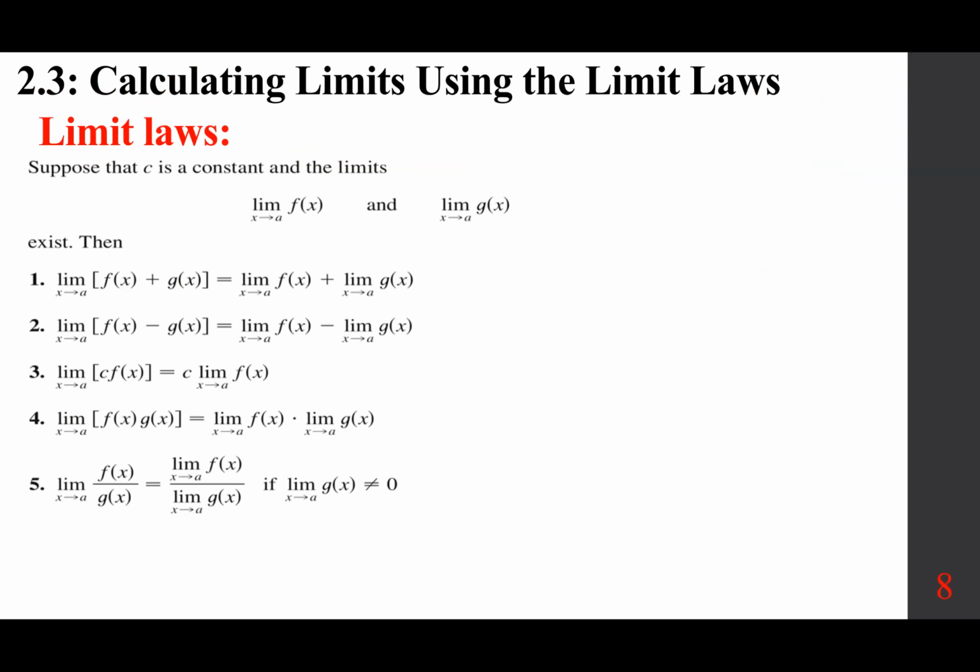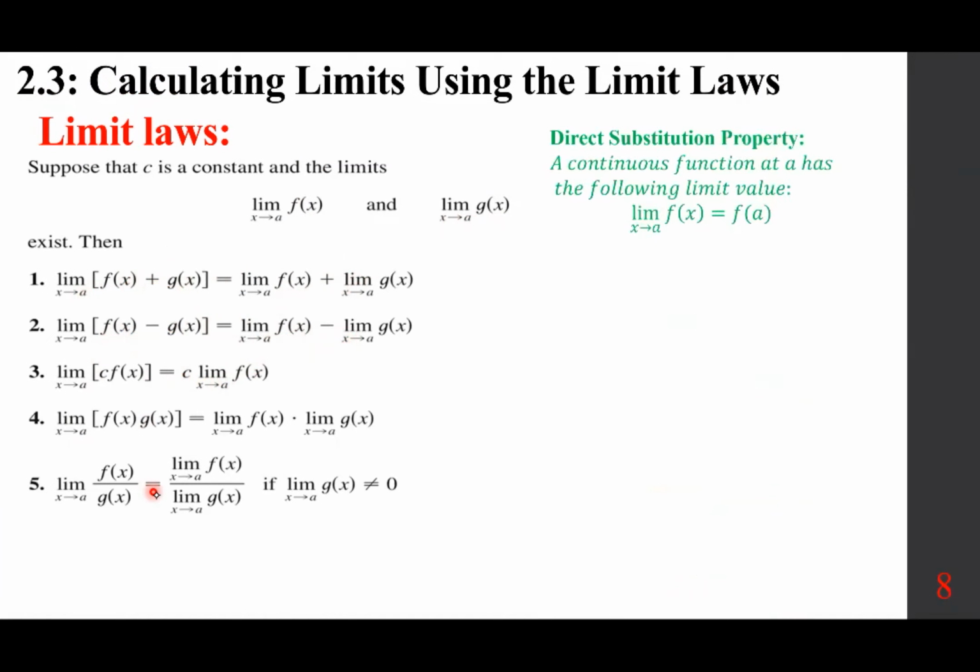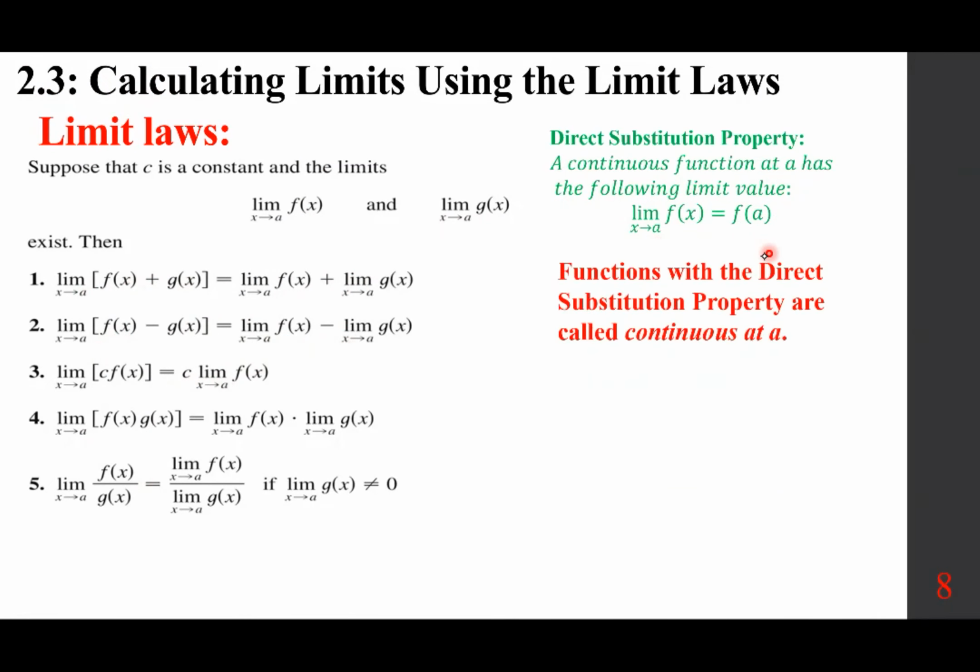Limit laws, in short, says if the limit of f of x as x approaches a and g of x as x approaches a do exist, then the limit of the sum is the sum of the limits. The limit of the difference is the difference of limits, so on and so forth. However, direct substitution property says if you have a continuous function at a, then we know the limit of f of x as x approaches a equals f of a. Simply plug in and observe. Functions with the direct substitution property are called continuous at a.